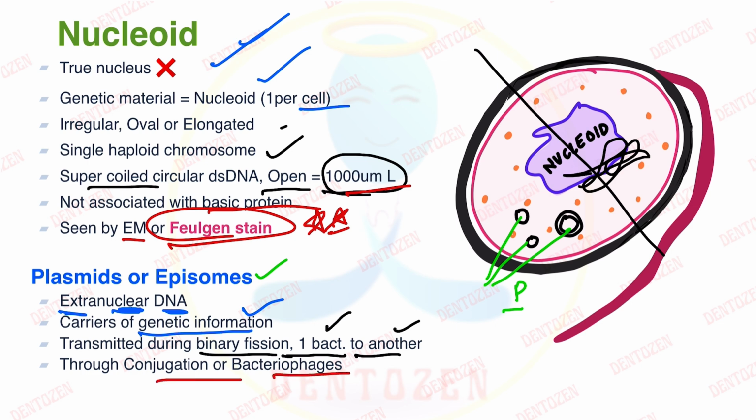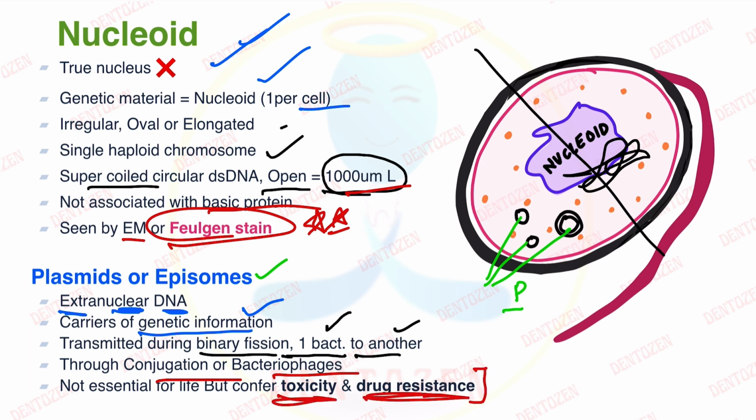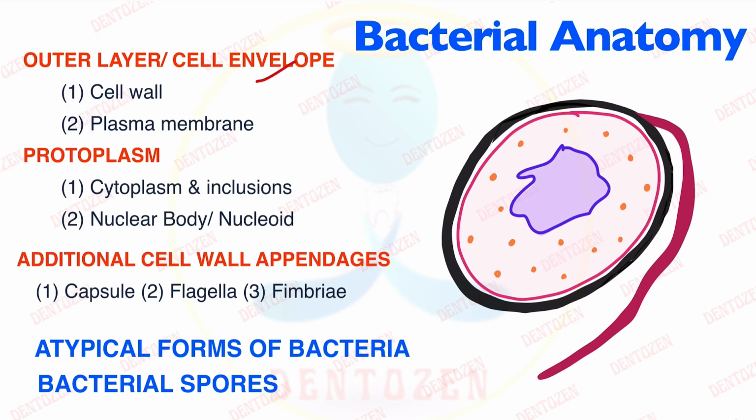Now plasmids can give special characteristics to bacterial cell like toxicity and drug resistance. They are not essential for life. When they are present in the bacteria, they can give drug resistance to bacteria against many drugs. So they can have survival advantage, these bacteria. So we have discussed cell wall, plasma membrane, cytoplasm inclusions, and nucleoid, and the remaining, that is cell wall appendages, atypical forms, and bacterial spores, we'll discuss in our next video.